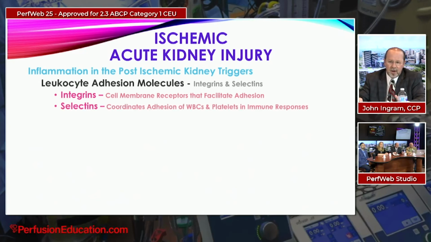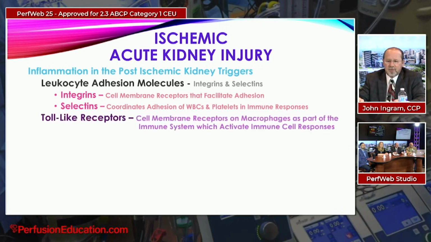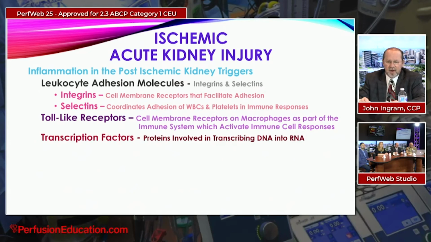Selectins help coordinate and promote this adhesion of the white blood cells and the platelets in immune responses. So then you have toll-like receptors. These are cell membrane receptors that are on macrophages as part of the immune system, which activate immune cell responses. Then you have transcription factors. These are proteins that are actually involved in transcribing the DNA into RNA.